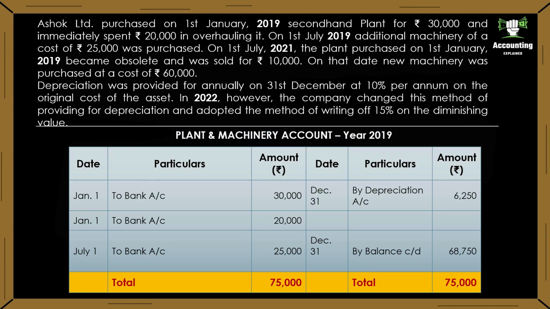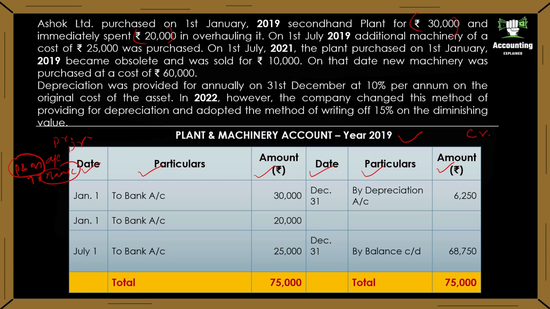We are opening the plant and machinery account for the year 2019. You all know the format of ledger accounts. On the left side it is DR, on the right side it is CR, and we have the columns of date, particulars, amount, date, particulars, amount. First we have to pass entry for purchasing the second hand plant and machinery. The value is 30,000 and 20,000, which we are going to pass separately. So the first entry will be plant and machinery account debit to bank account. Here plant and machinery account is debited as the value of the asset is going to be increased, and we are crediting bank account because the amount in the bank is going to be reduced. Bank is an asset. When the asset value is reduced, it has to be credited.